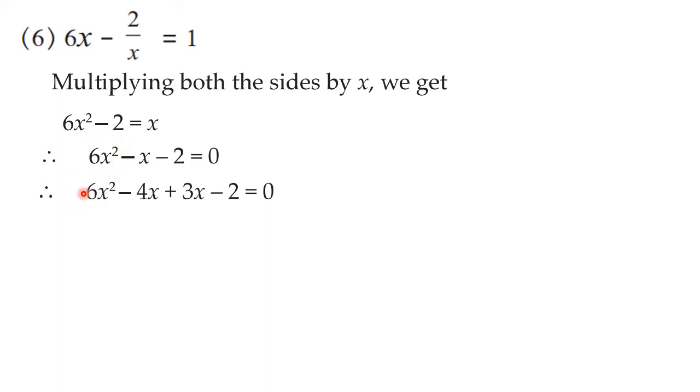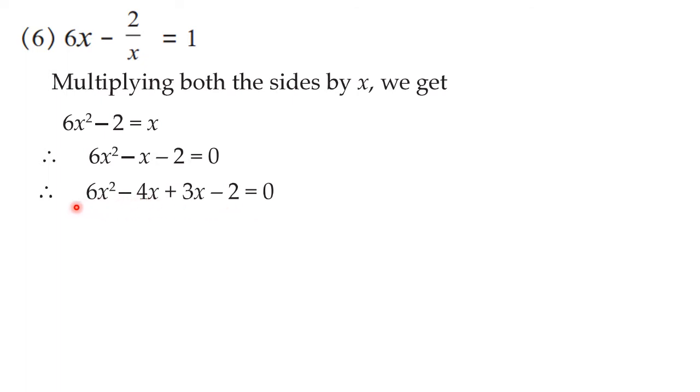Therefore the first term is as it is, then minus x is written as minus 4x plus 3x, and the last term minus 2 is written as it is, equal to 0. You need to write this, and don't forget to write down equal to 0. Now the next step is to group. The first two terms make one group and the last two terms make one group. And then we have to take out common.